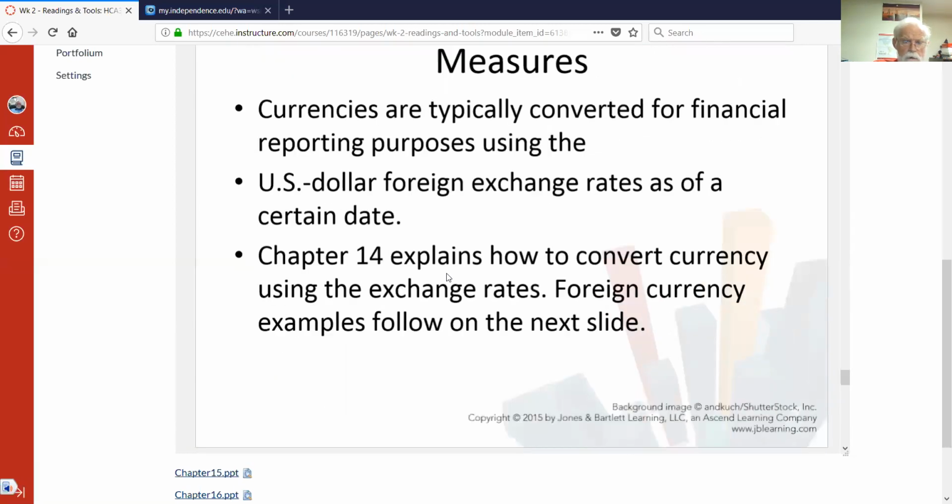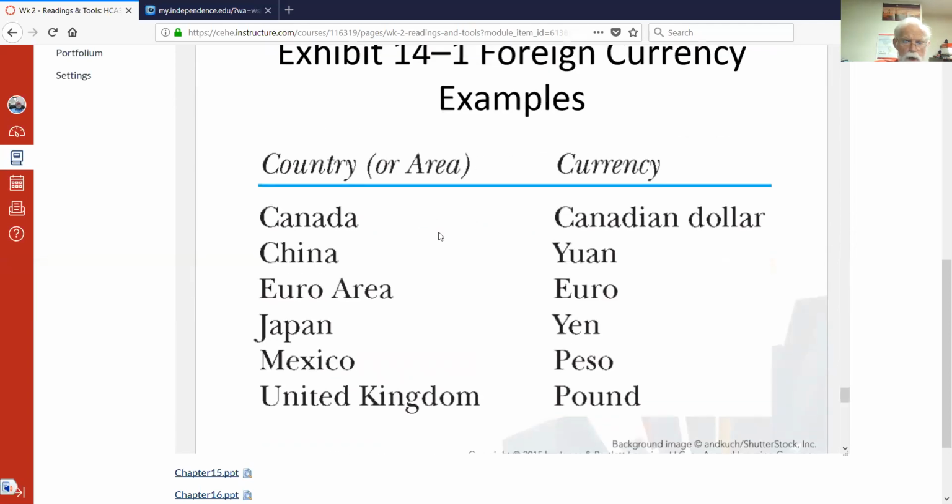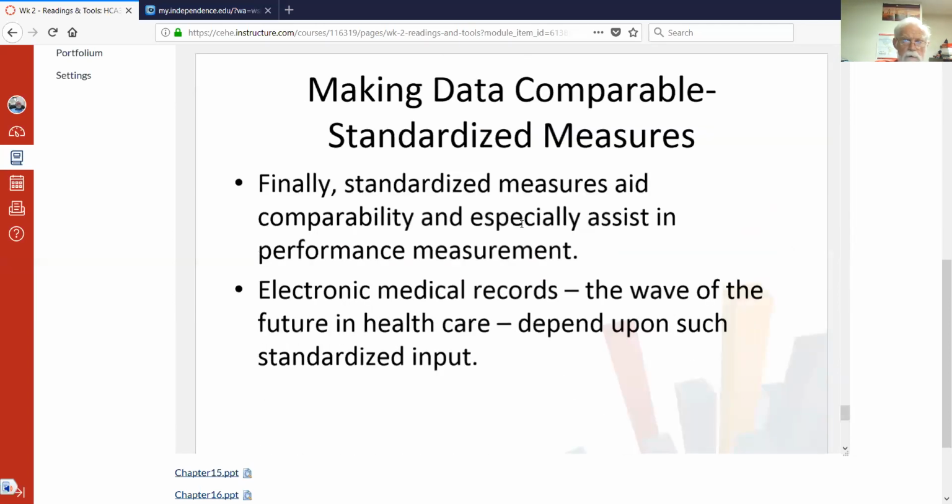We're not going to go into converting foreign currency for the moment, although mostly in the United States, we're interested in what goes on in Canada and Mexico. It's not likely we'll be part of all of these others, but we do have to consider standardized measures. The standardized measures are really important when we're looking at EMR as well.